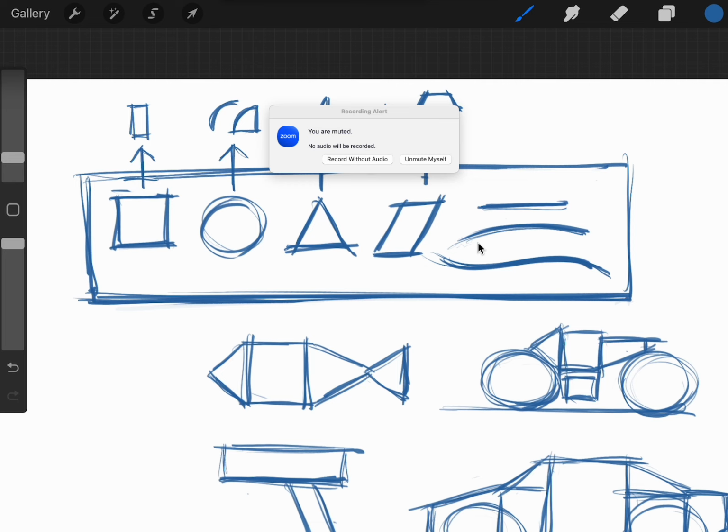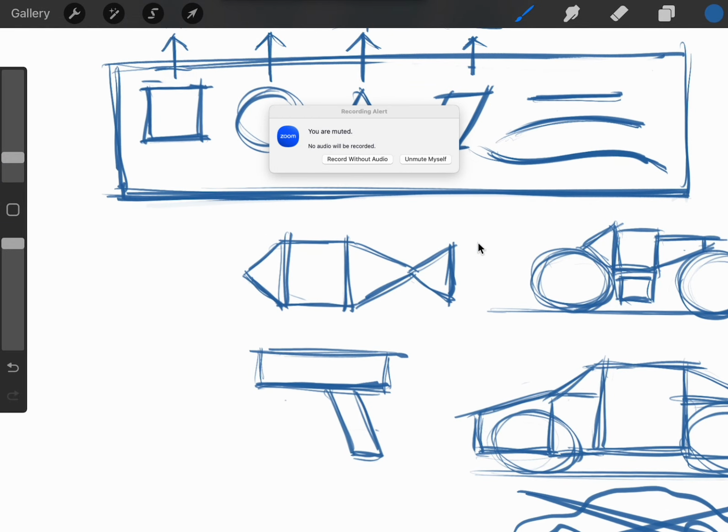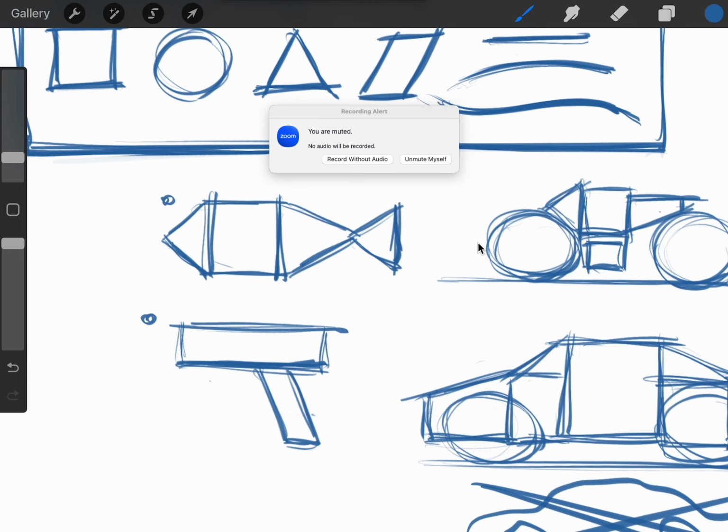Okay, so let's copy a few examples of how shapes could be combined together. Start with the fish. Fish and the pistol is probably the easiest. And then we'll move on to harder stuff like motorcycles and cars. So I just draw it? Yeah, just draw it. Just copy it.